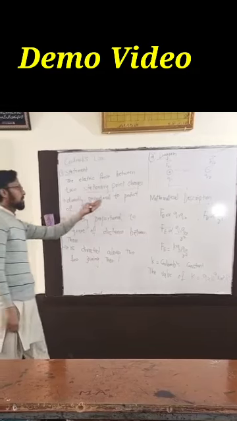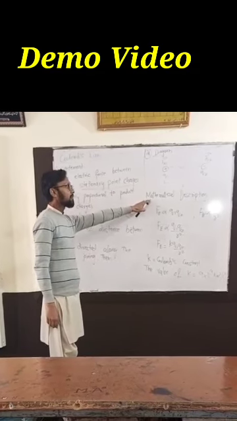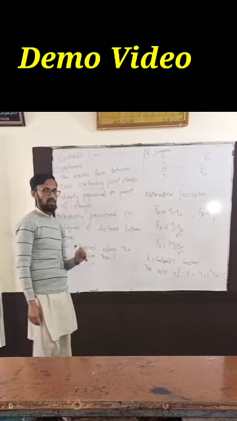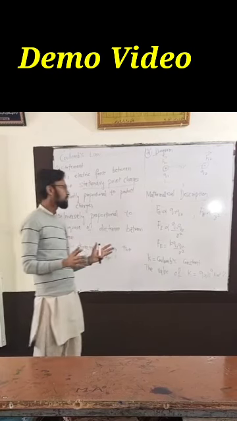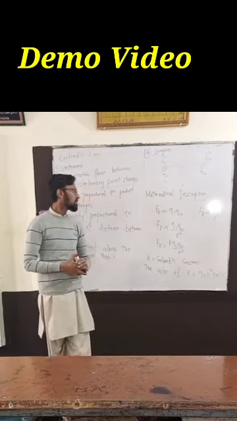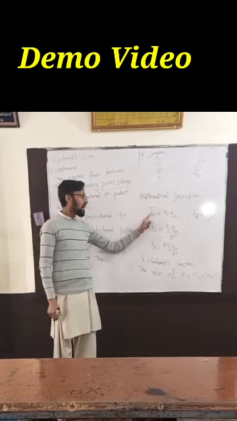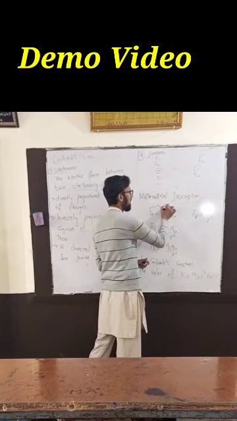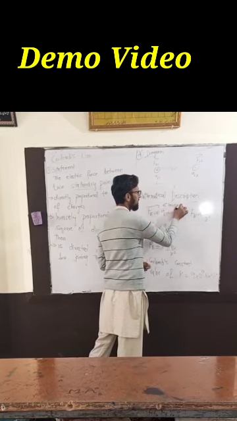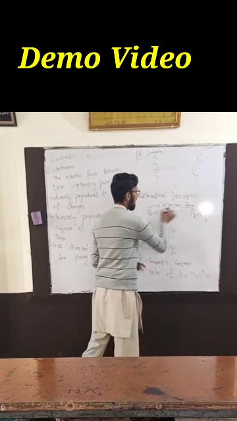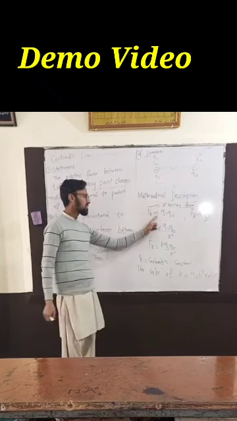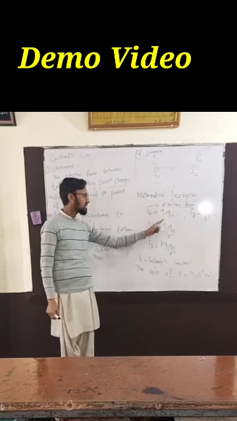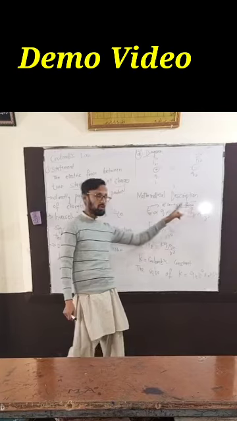Now we will come to the mathematical description of Coulomb's law. This Coulomb's law states that Fe means electric force, and this electric force is directly proportional to, this is the sign of directly proportional, and this is the sign of inversely proportional.